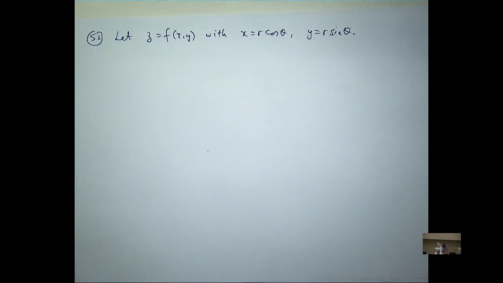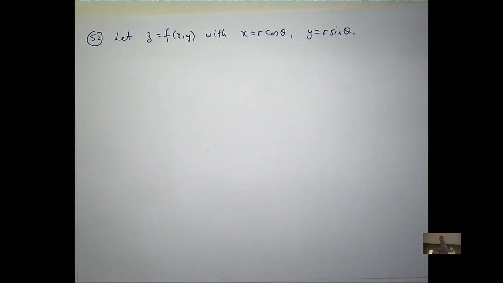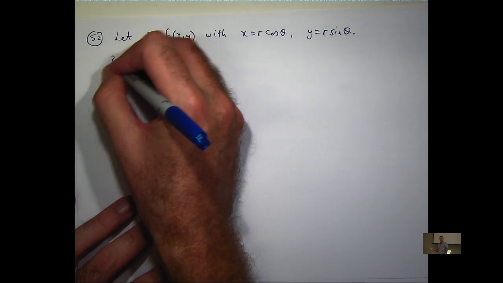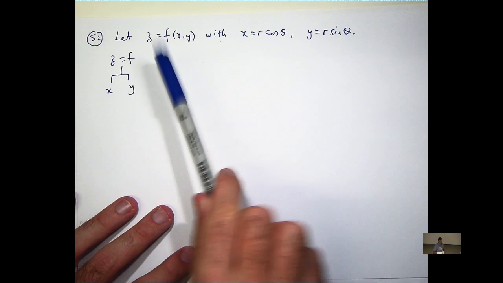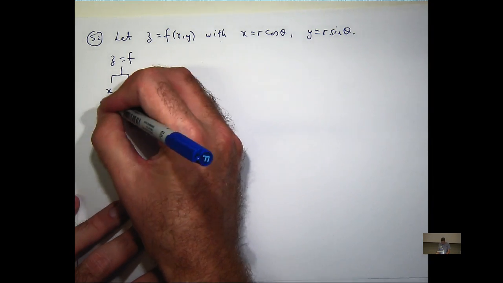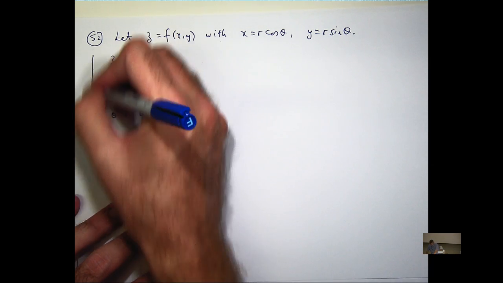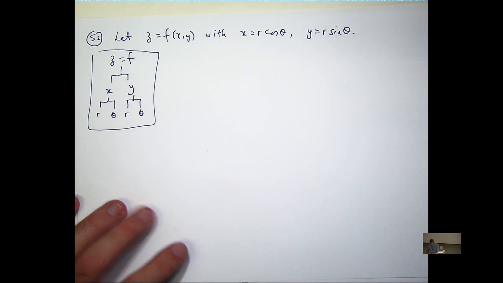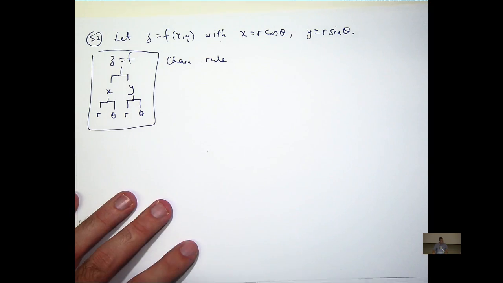Anyone done 52, just out of interest? Yeah? Cool. Okay, so to get the second order partials, let's do the first order partials. Drawing our little nifty diagram, we know that f depends on two variables, and each of those variables depends on two things. So the chain rule gives us the following.